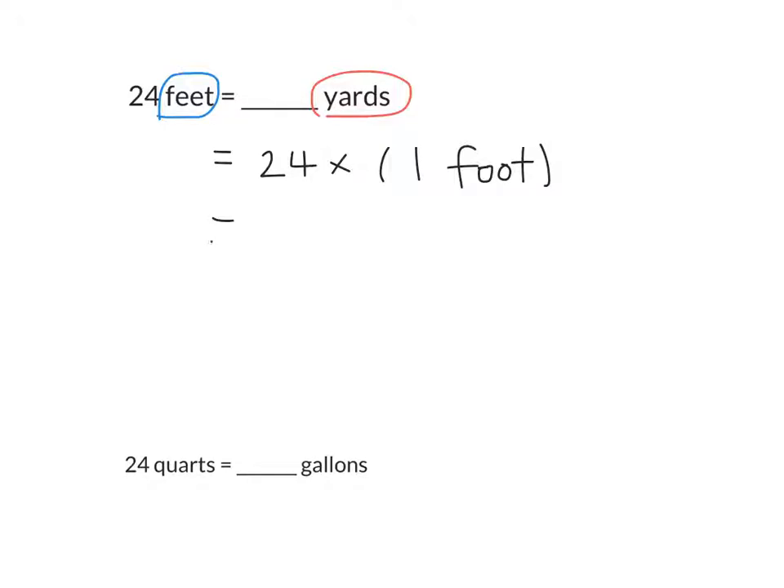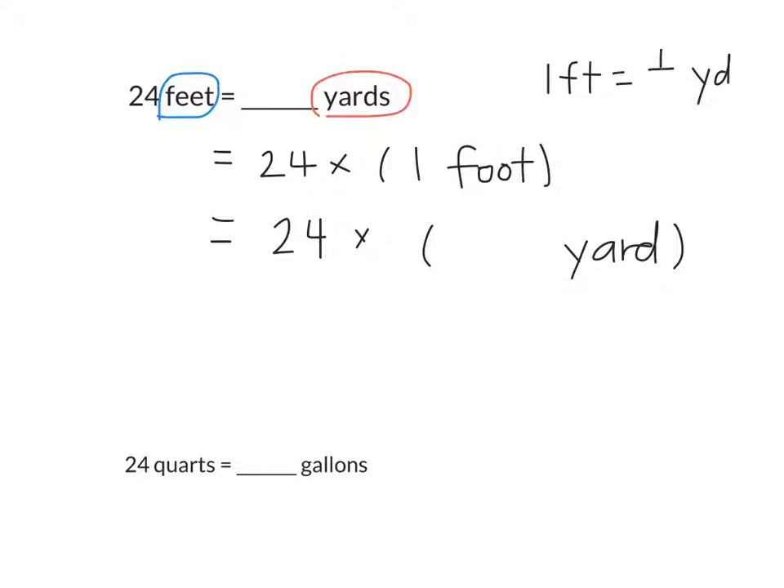Okay, I'm trying to get it into what units? Yards, right? So I have to do 24 copies of some number of yards. So you have to think in your head, 1 foot is the same as how many yards? 1/3 yard. Oh, 1/3 of a yard. Do you see how you need to really think about what's going to be the same and what's not going to be the same? Okay, now I can multiply.